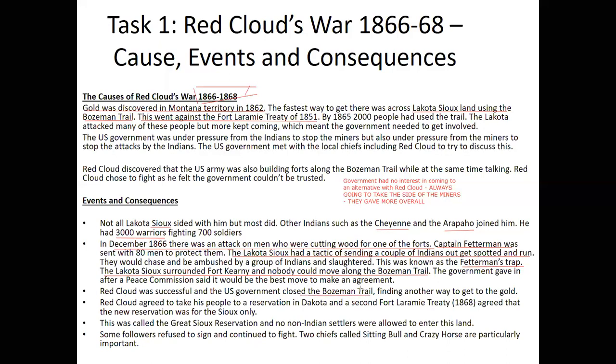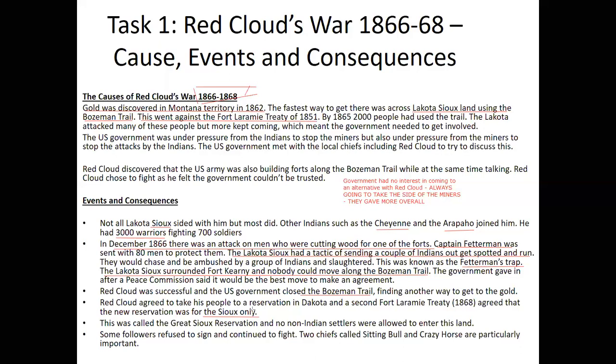They said no white settlers were allowed through it. Red Cloud agreed to take his people to a reservation in Dakota, and a second Fort Laramie Treaty agreed that the new reservation was for Sioux only. They were given a great Sioux reservation that was just for them, and this was another success. No non-Indian settlers were allowed to enter this great Sioux reservation.